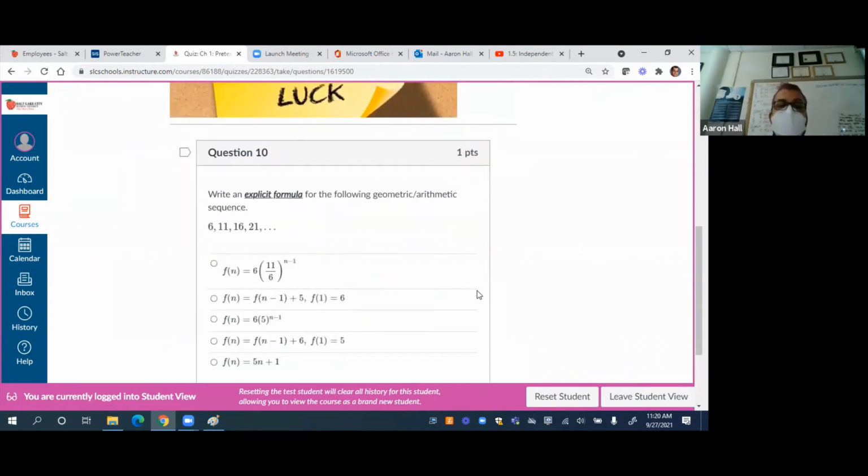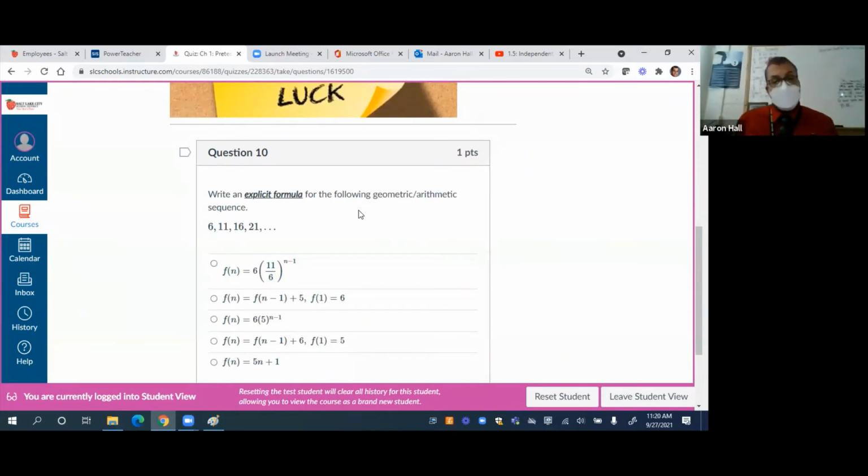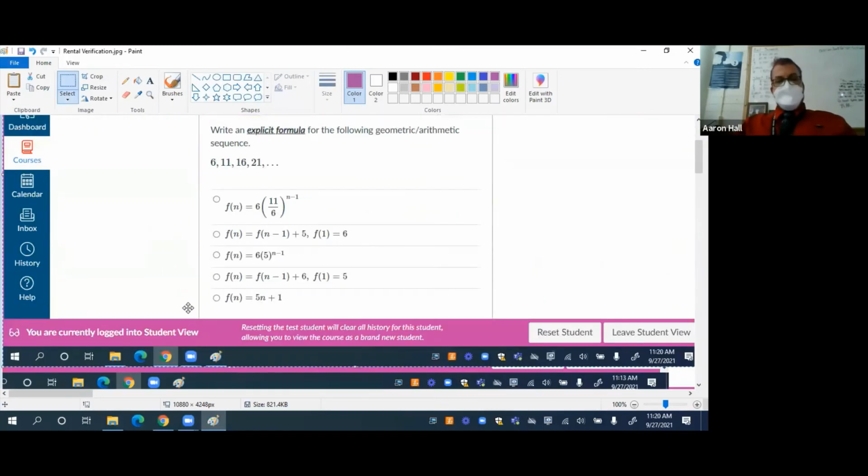All right, the next one says, write an explicit formula. What does explicit mean? Recursive means what? It depends on the previous term. So I'm not dependent on the previous term. Which of these answers depend on the previous term? Yeah, it looks like 2. It says f of n minus 1. That means previous term. So I already know just looking at this that this can't be the answer, because both of those are recursive.